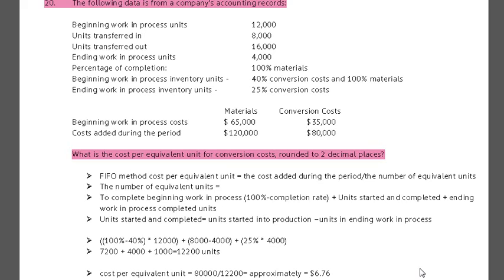Make sure you understand the difference in what they're asking. You may get a question on the exam that asks you just to calculate the number of units using the FIFO method. If so, then this is all you would calculate, and once you've calculated that, you would be done. If it asks you to calculate your cost per equivalent unit using the FIFO method, you have to make sure you first do your units, and then after you calculate your units, then you need to go in and calculate what your cost per equivalent unit is.